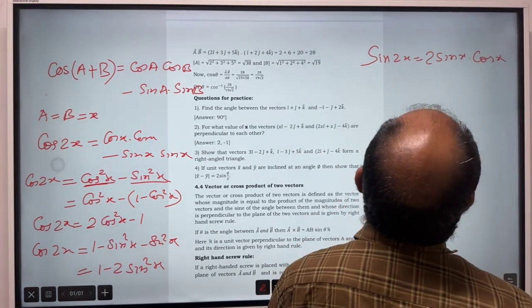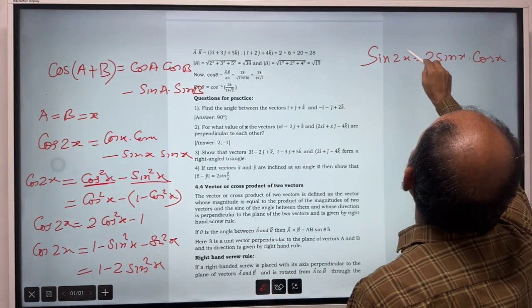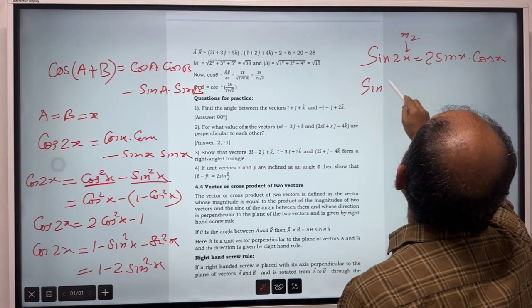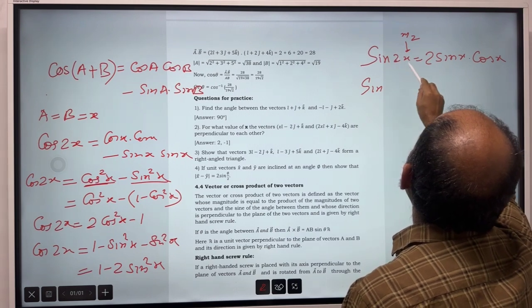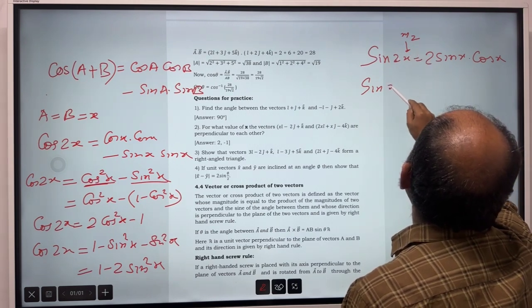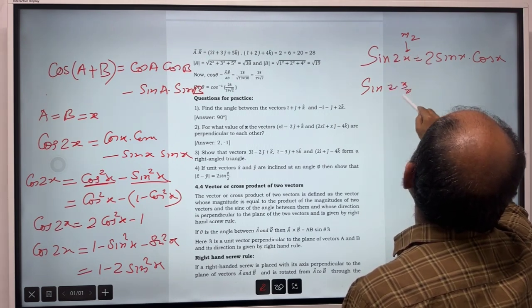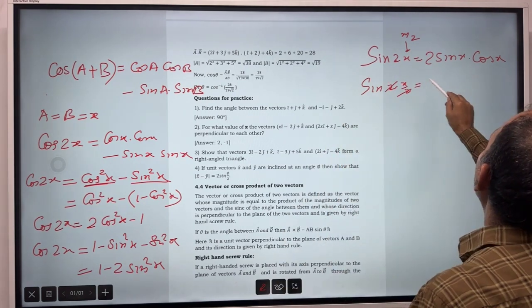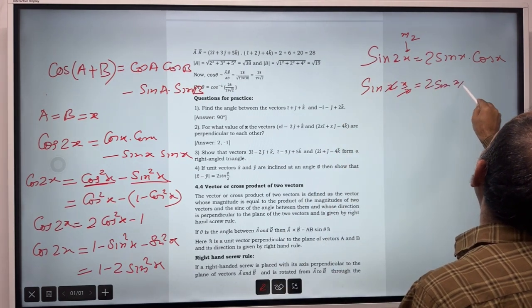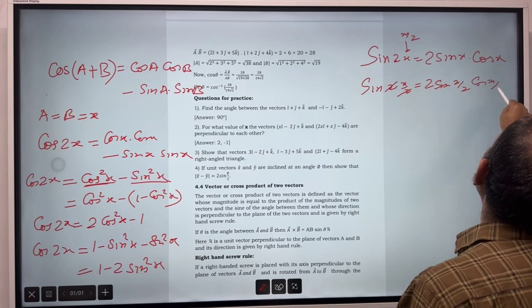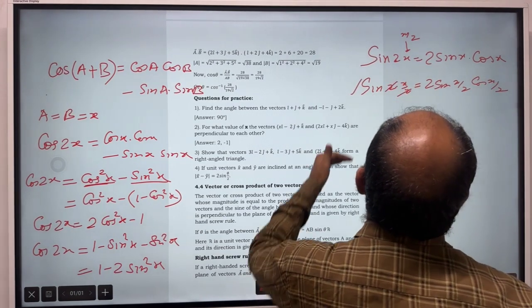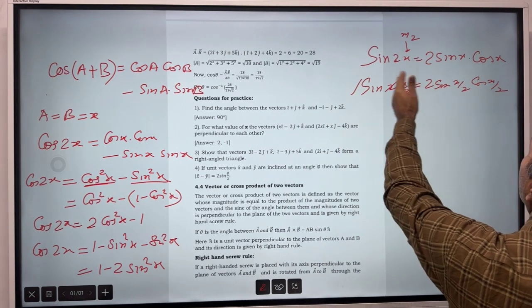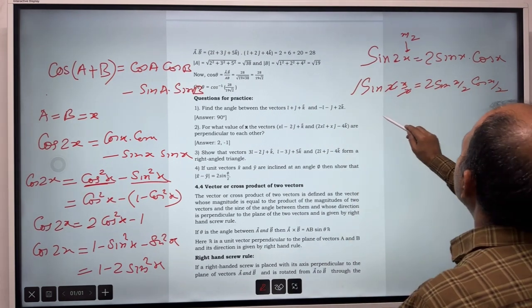Now suppose we want to use half angle. So if we replace x by x by 2, what do we get? In LHS, twice of x by 2, 2 will cancel out. So in LHS it will remain sin x equal to, here 2 sin x by 2 cos x by 2. So this sin x can be written as twice of sin x by 2 cos x by 2 when we use half angle.